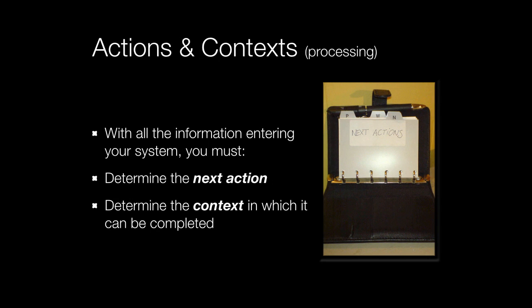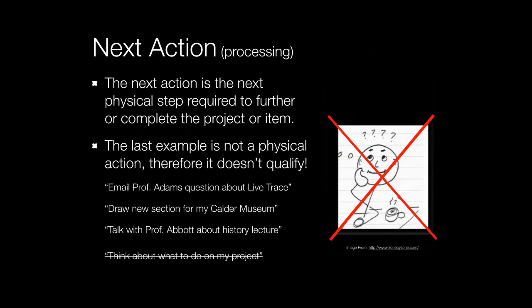So actions and context, right? The next action and the context in which it will be completed. And this is the critical thing that a lot of times these systems don't have. I think this is what makes it effective and very useful. The next action is the next physical thing you can do relating to whatever this item is. It has to be something physical. It's not, oh, I need to think about something. No, you actually have to do something.